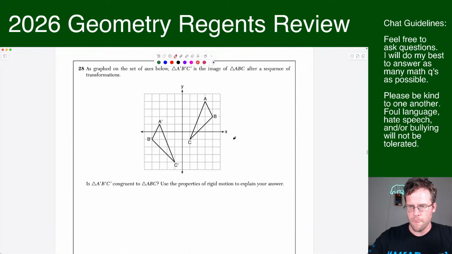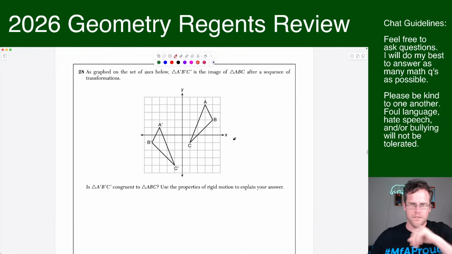All right, moving on. Rigid motions. This one was a little wacky. Is this triangle congruent to this one? We have to say yes or no. Use the properties of rigid motions to explain.